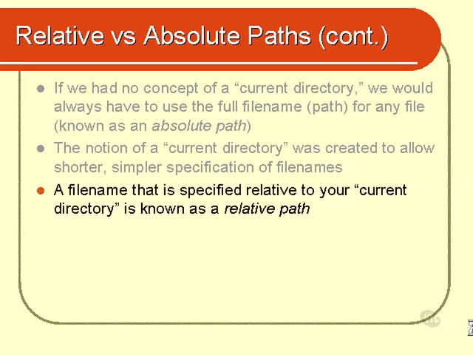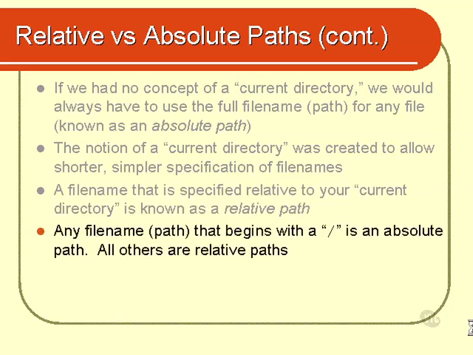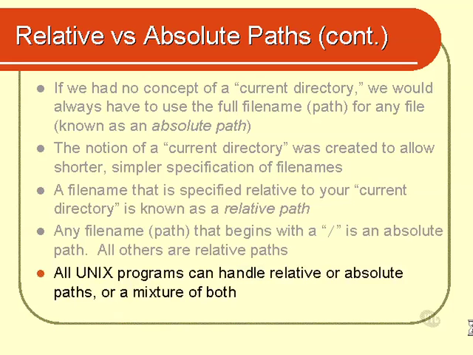And if you move around, the path to that file will move around with you, always relative to your current location. The way to tell the difference between a relative path and an absolute path is quite simple. If the path begins with a /, if the very first character is a /, then it is an absolute path. Otherwise it's a relative path. It's very simple. Any Unix program can handle any relative paths or absolute paths, or even a mixture of both in the same program if you need to. And that's about all there is to it. That's relative and absolute paths.